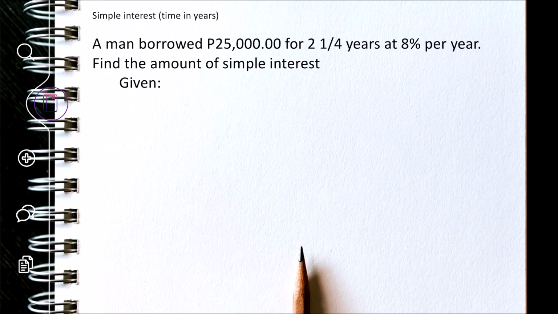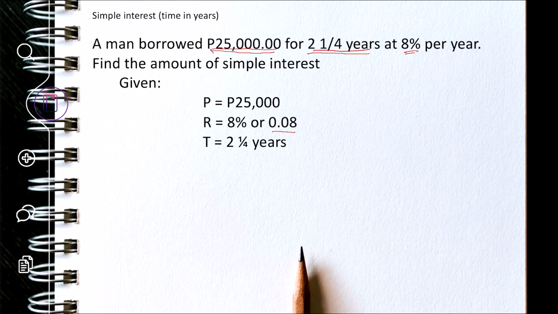Okay, unahin muna natin yung given. Lagi yung tatandaan, the principal is the borrowed amount. Kaya this is 25,000. And then, that is 2 and 1/4 years at 8% per year. Ibig sabihin po, we have 8% or pag-convert natin sa decimal point, that is 0.08. That is the rate. And the time is 2 and 1/4 years. Pag-convert naman po natin into decimal point, that is 2.25 per year.